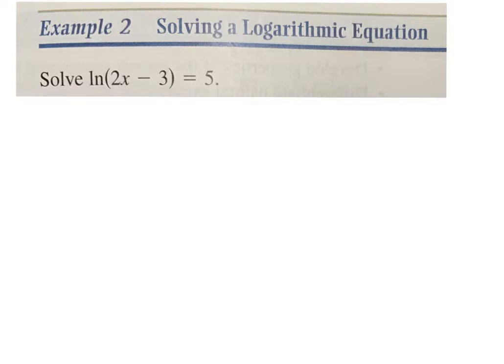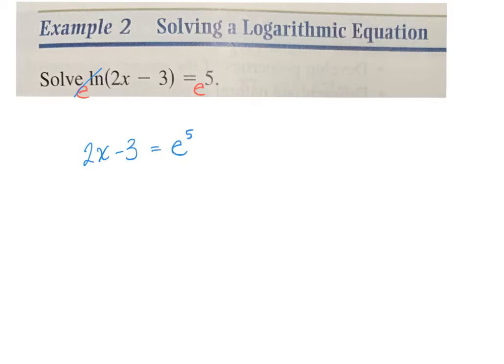Example 2 is just kind of the reverse of that. Example 2 has a natural log, and we have a variable inside there that we need to get rid of. And so we are going to use base e to get rid of this natural log. I do base e of both sides. On the left-hand side, my e and my natural log will cancel out, and I will be left with 2x minus 3. And on the right-hand side, I have e to the 5th.